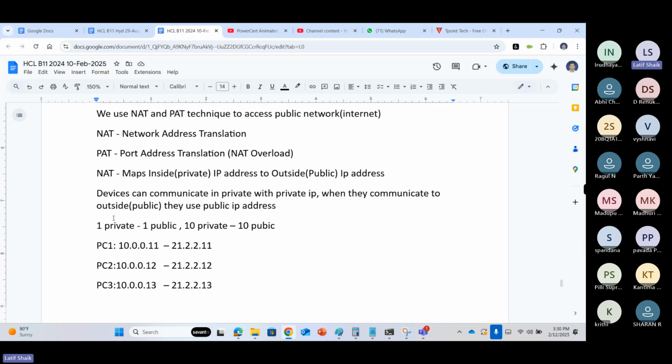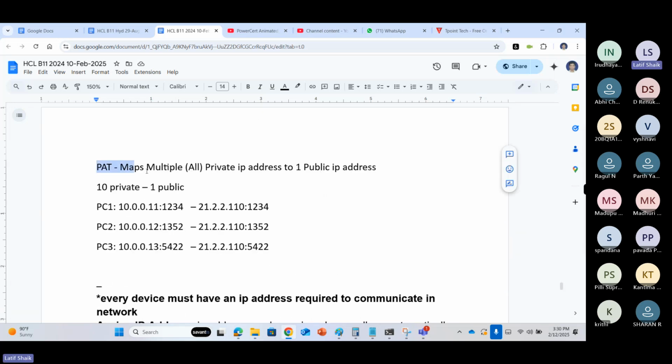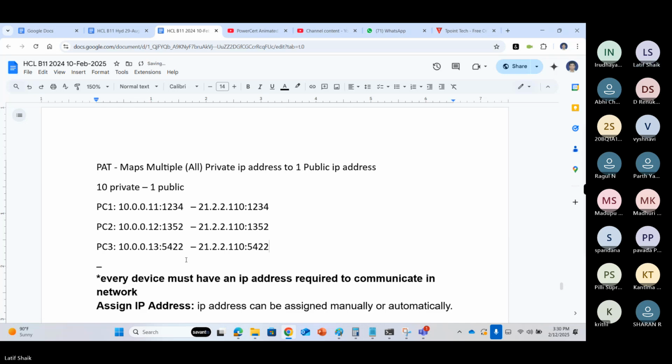So NAT is private to public, one to one. PAT is also private to public, but multiple private IP addresses to a single public IP address. All of these are private IP addresses, but on this side there is only one public IP address. So how is it matched? Using these port numbers. Okay, guys, do you understand public IP, private IP?